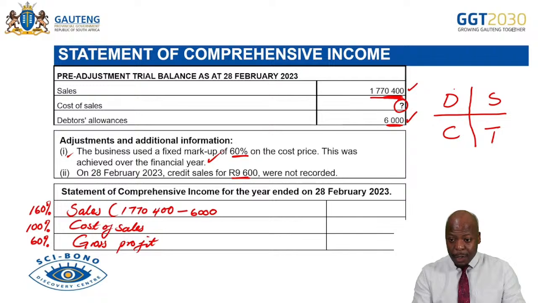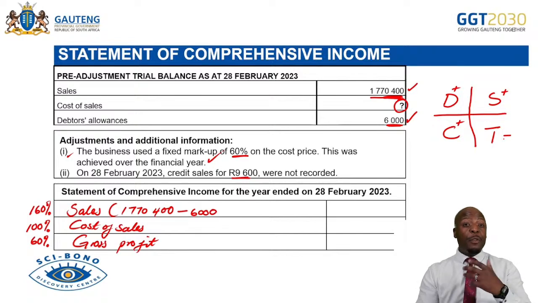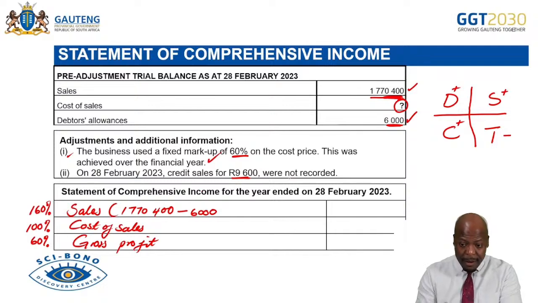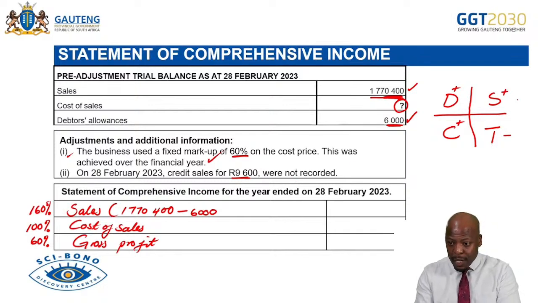On your debtors, it's going to be a plus. On your sales, it's going to be a plus. On your cost of sales, it is also going to be a plus. On your trading stock, it's a minus. Okay, I'm going to say that again. Whenever you sell goods and it is not recorded, you consider your diskette. Debtors control, sales, cost of sales, and trading stock. And then the signs will be plus, plus, plus, minus. All right. And then we know that these goods were sold for how much? 9,600. So we are going to get our 9,600 here.